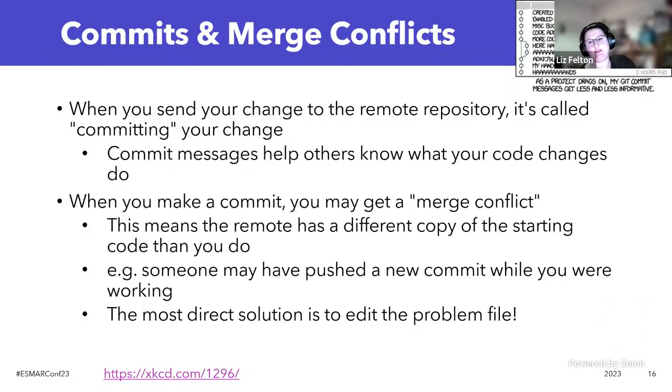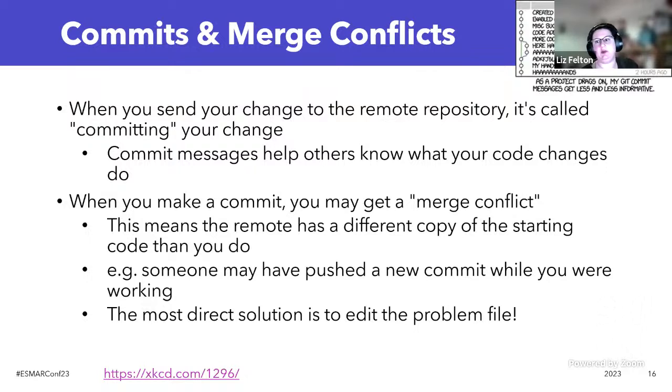So the commit stage is where you actually move your code from your local machine up to the remote repository, up to GitHub. Commit messages help others know what code changes you've made. When you type in the command git commit, you have the option to present a message, which gives other coders the chance to see what you've done, but it can also serve as a helpful reminder to yourself what you were doing previously in the project.